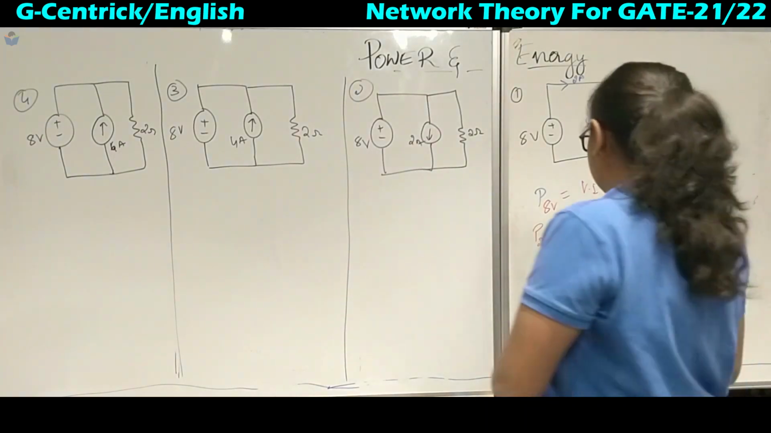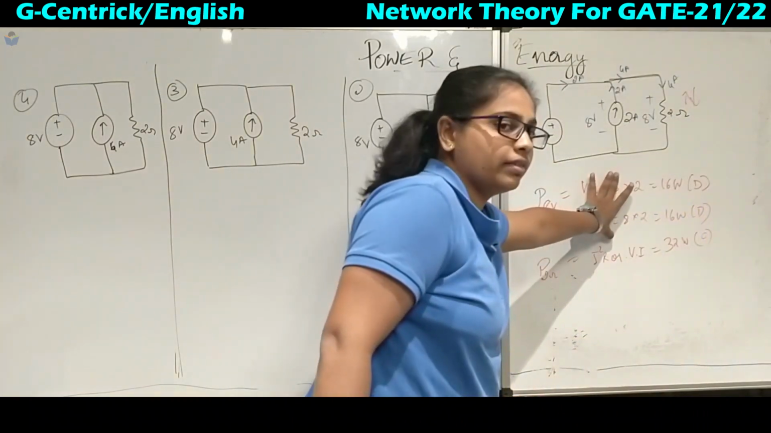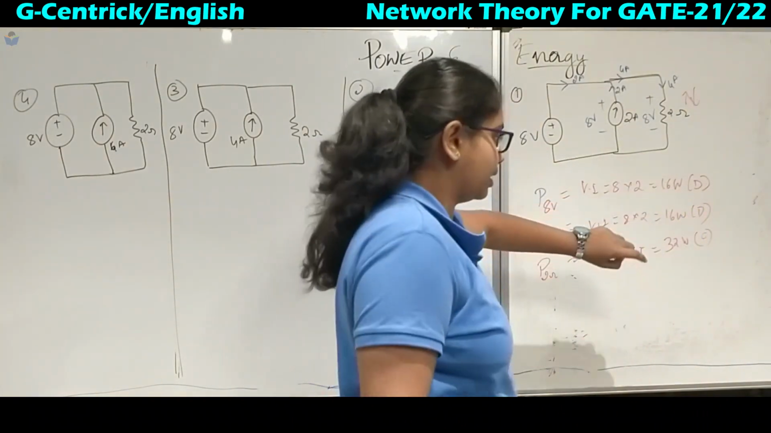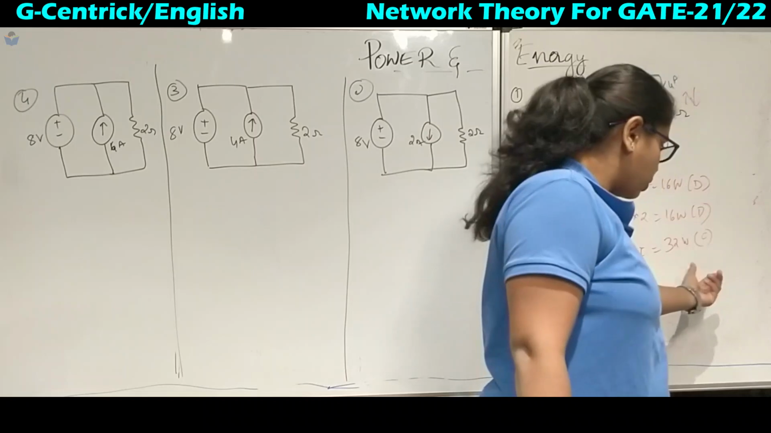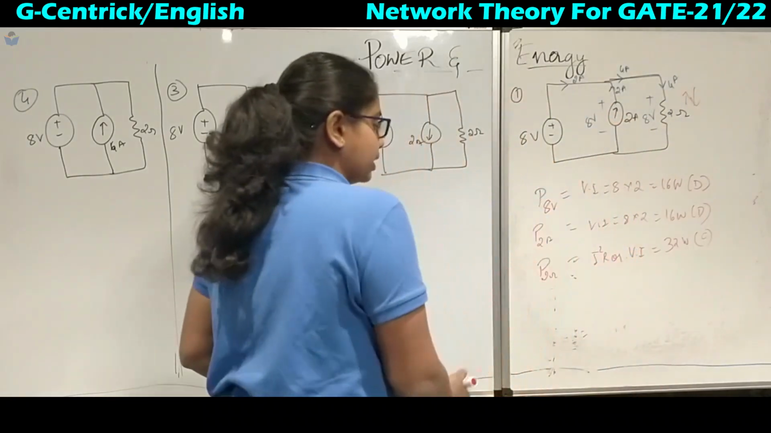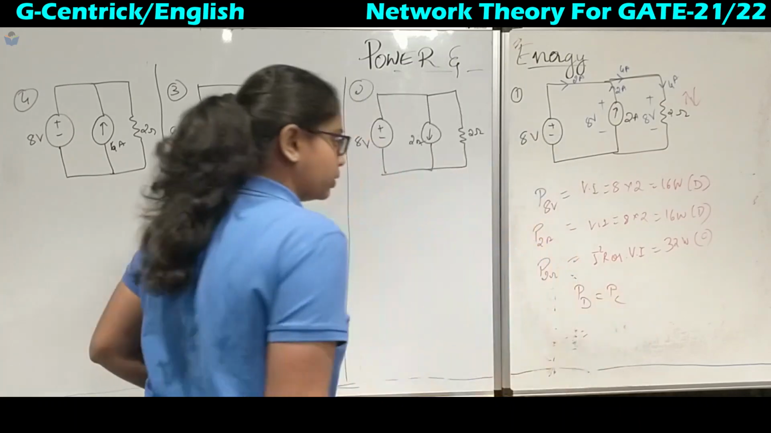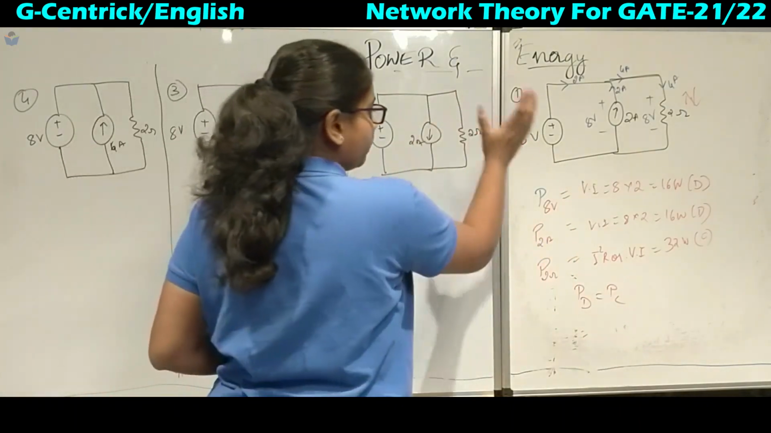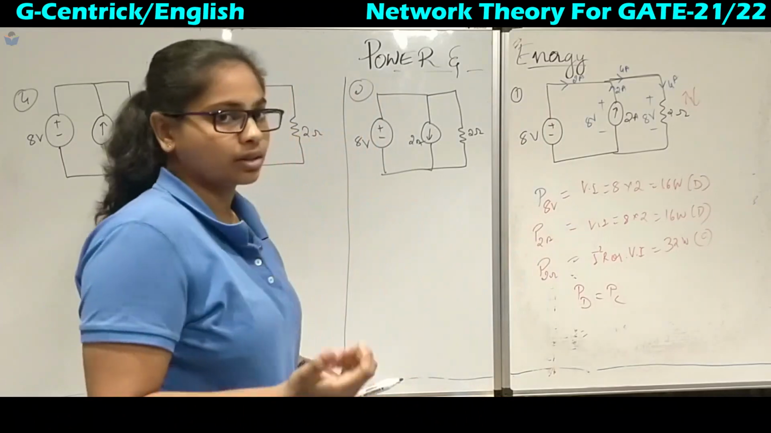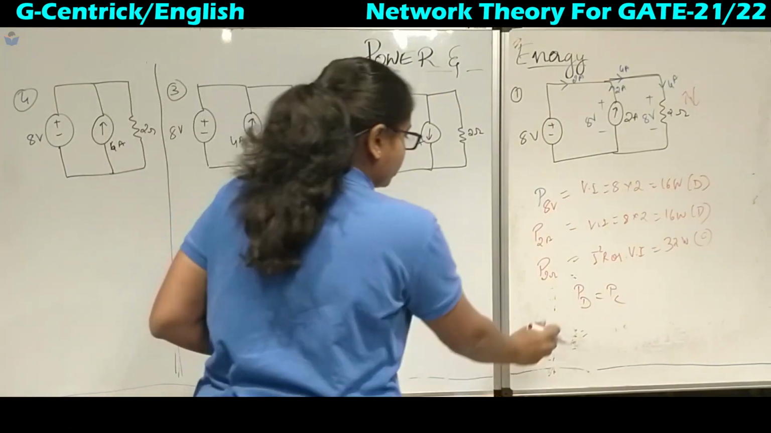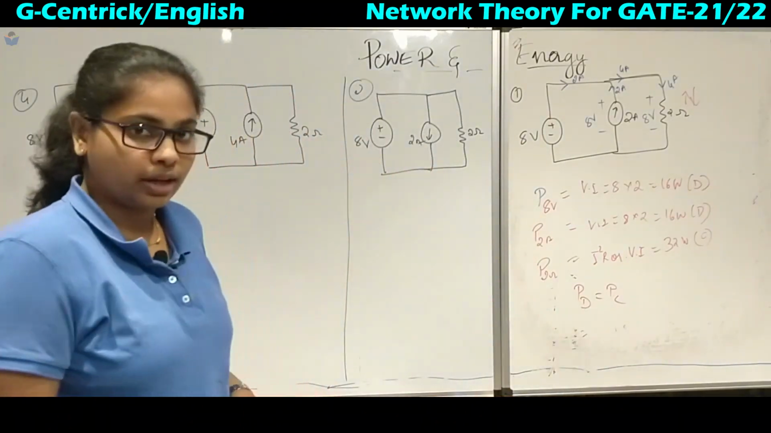Okay. Now if you observe this, the total power delivered is 32, that is 16 plus 16, whereas the consumed is also 32. So what we see is that power delivered in a circuit will be power consumed in the circuit. However much power is delivered, that much power is consumed in the circuit. So this follows the law of conservation of energy.